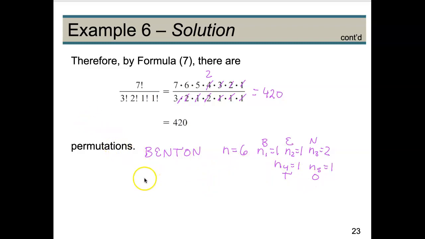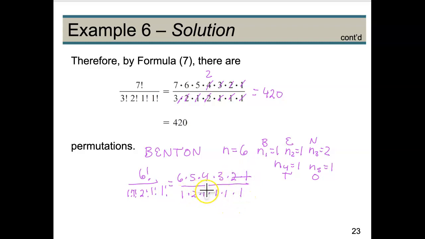I'm going to have 6 factorial, and then I'm going to divide by each of these factorials. So 1 factorial, 1 factorial, oops, 2 factorial, 1 factorial, 1 factorial. So this is going to be 6 times 5 times 4 times 3 times 2 times 1, divided by 1 times 2 times 1 times 1 times 1 times 1.